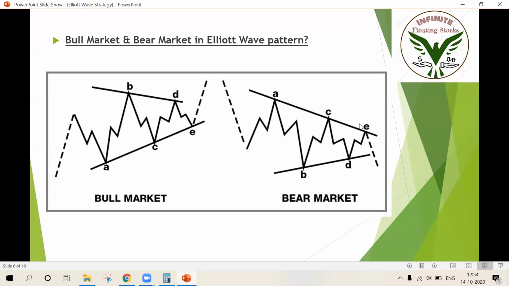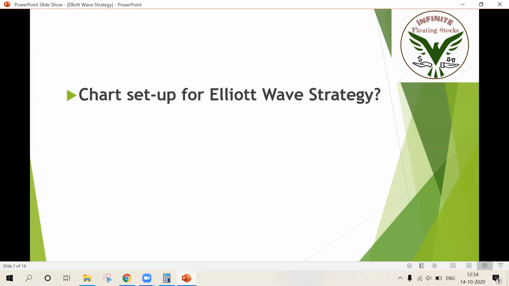In the selling scenario, this is A, this is C, this is E. This is the first rejection from this trend line, this is the second rejection, and this is the third rejection from this trend line. So you should be selling at the third rejection. Just remember these things. I'll be explaining them on the charts anyway. All right, chart setup for the Elliott wave strategy.